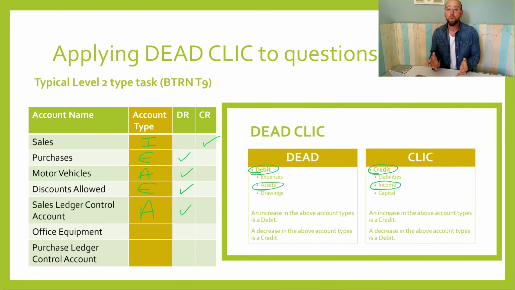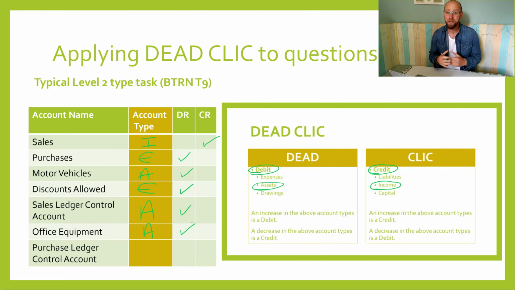Office equipment, like motor vehicles, again, is something that the business is buying to be able to utilise in the business. So this could be your computers, your laptops, your printers, things like that. Anything that the business buys to be able to use in the business is also known as an asset. So office equipment, we could again say it's an asset. And as we saw from the previous one, we know that an asset is a debit.